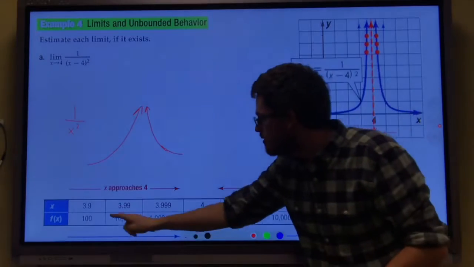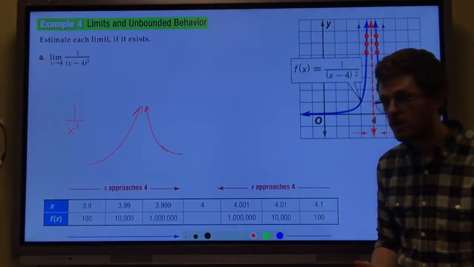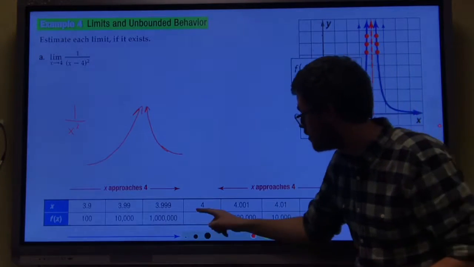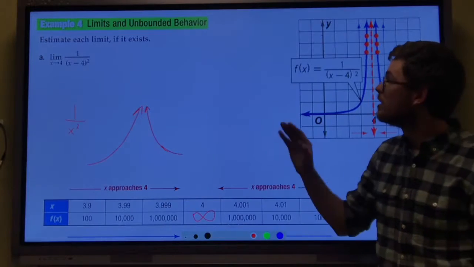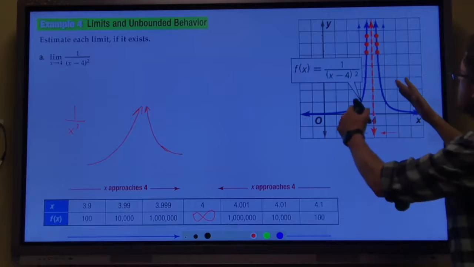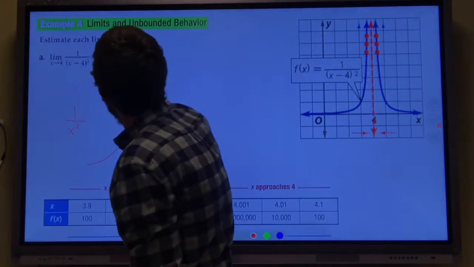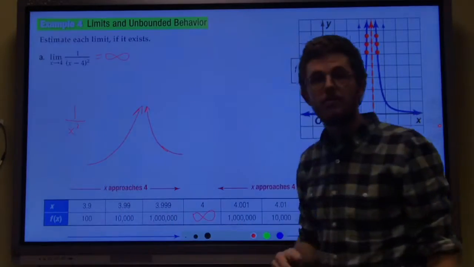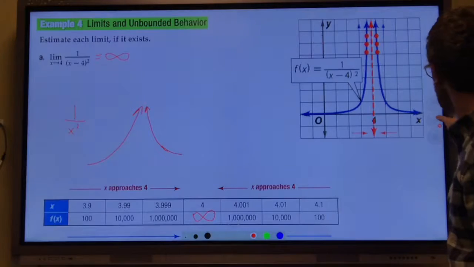Look at those outputs as we approach 4 from both sides. They are approaching the same thing. They're getting closer and closer to positive infinity. So the limit as x approaches 4 for this function here is positive infinity because both sides are approaching the same thing, and both sides are approaching positive infinity.